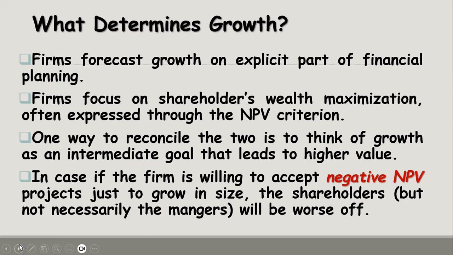One way to reconcile the two is to think of growth as an intermediate goal that leads to higher value. In case the firm is willing to accept a negative net present value, meaning less than its discount rate, on a project just to grow in size, the shareholders, but not necessarily the managers, will be worse off. Here we have a picture related to negative net present value.